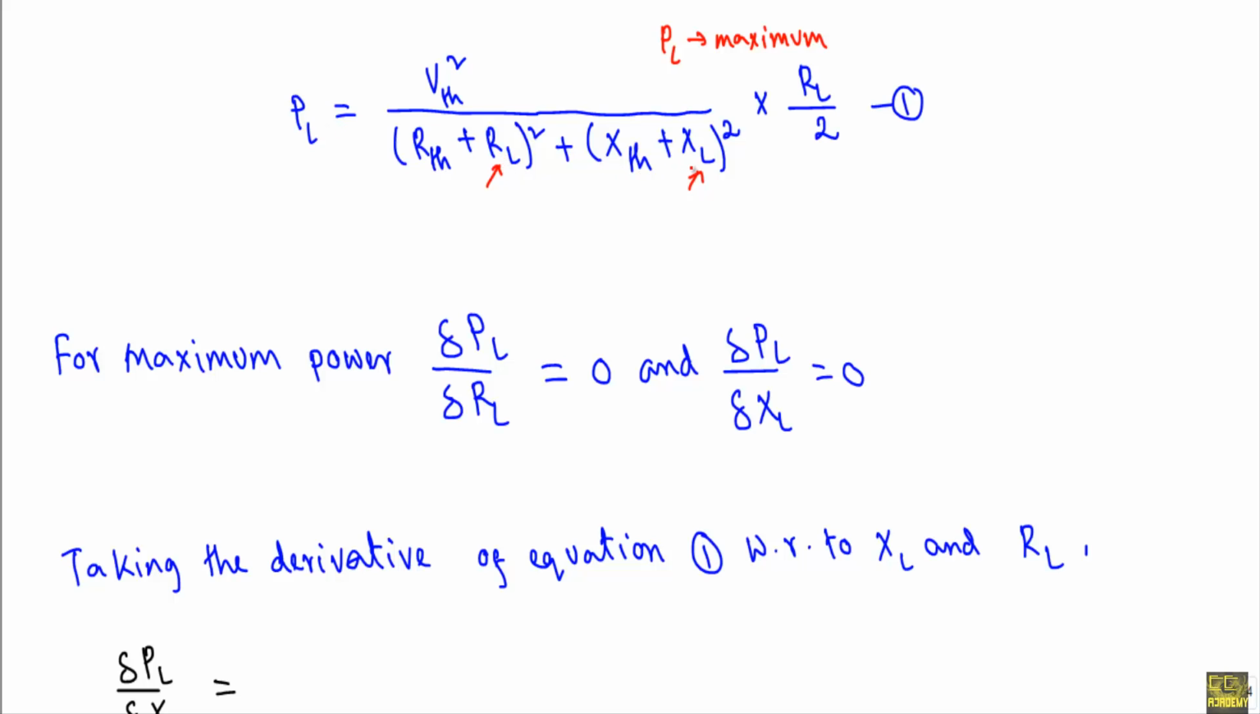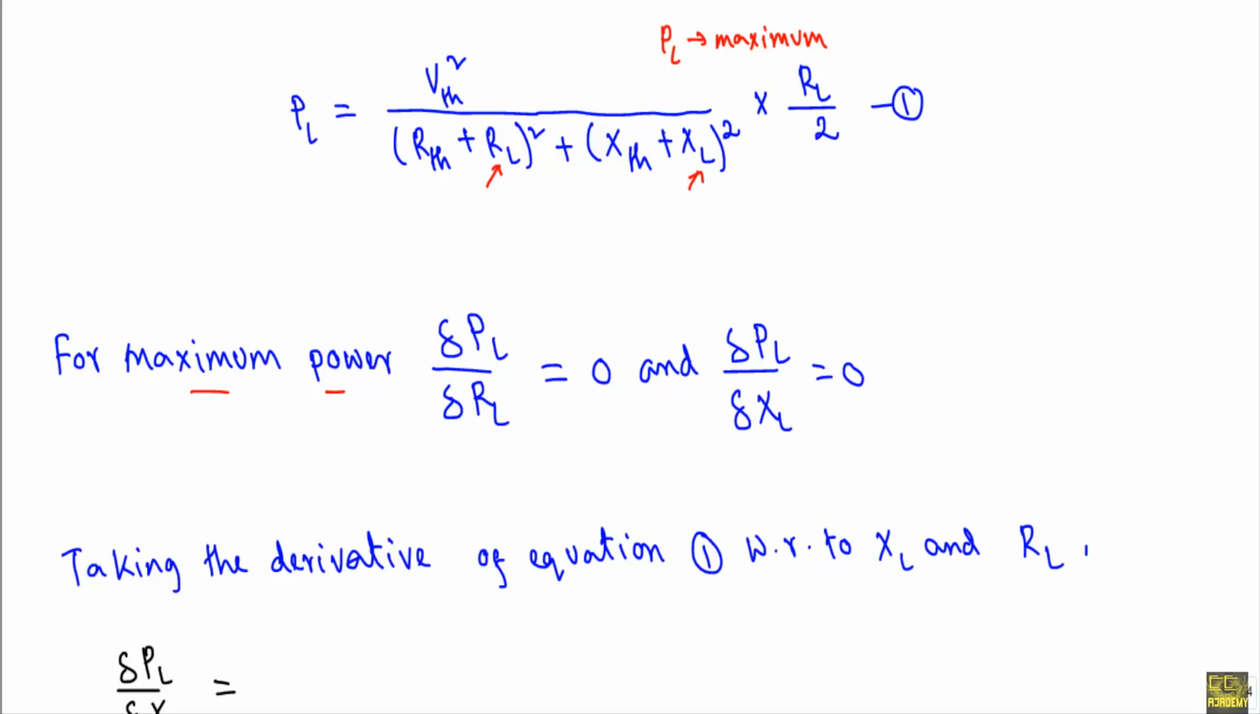So if I want to calculate the maximum power, I have to take the partial derivative of PL with respect to RL and partial derivative of PL with respect to XL, and for maximum power both of them will be equal to 0. I have to satisfy these two conditions: partial derivative of PL with respect to RL is equal to 0 and partial derivative of PL with respect to XL equal to 0 for maximum power to be delivered to the load impedance ZL. Okay, so this is our equation number 1. At first I will take the partial derivative of this equation number 1 with respect to XL, and after that I will take the derivative with respect to RL.